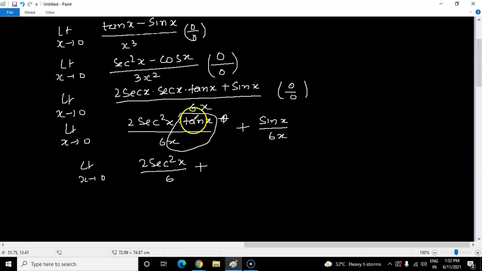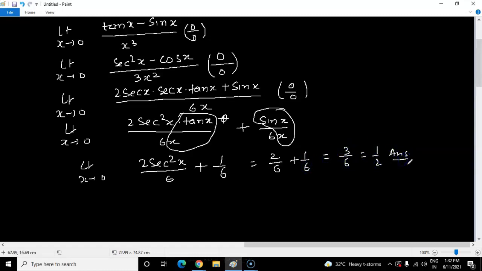Tan x by x is what? 1 here, so it will be 1. 2 secant square x by 6. And this one also, sin x by x is what? 1. So if you put 0, sec 0 is 1. Yes, sir. So this is 2 by 6 plus 1 by 6. That is 3 by 6. That is 1 by 2, we will get the answer. Yes, sir. So if you know this property, it will be easy to get the result.